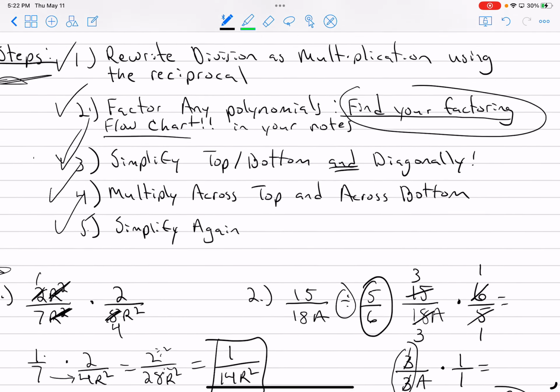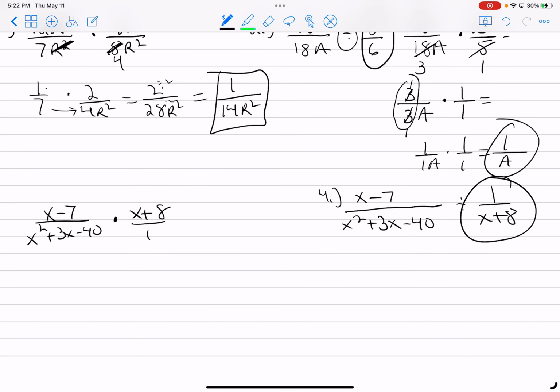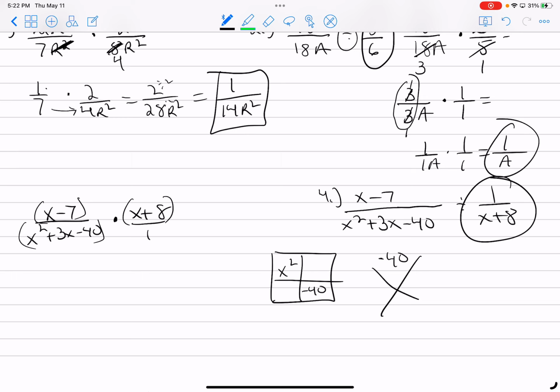All right. Step 2 says factor any polynomials. This is a polynomial, can't be factored. This is a polynomial, can't be factored. This is a polynomial, can be factored. There is no GCF, but I can factor it using the area model. X squared minus 40. I need 2 things that are going to multiply to negative 40 and add to 3. 1 times 40, 2 times 20, 4 times 10, 5 times 8 is going to do it for me. 5, 8. I need the 5 to be negative.